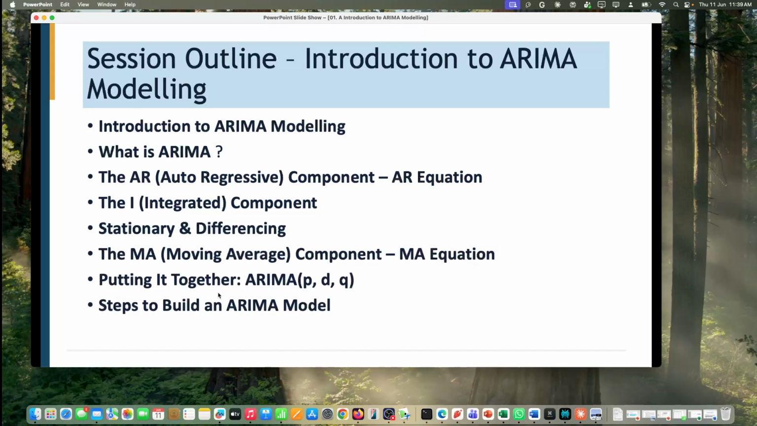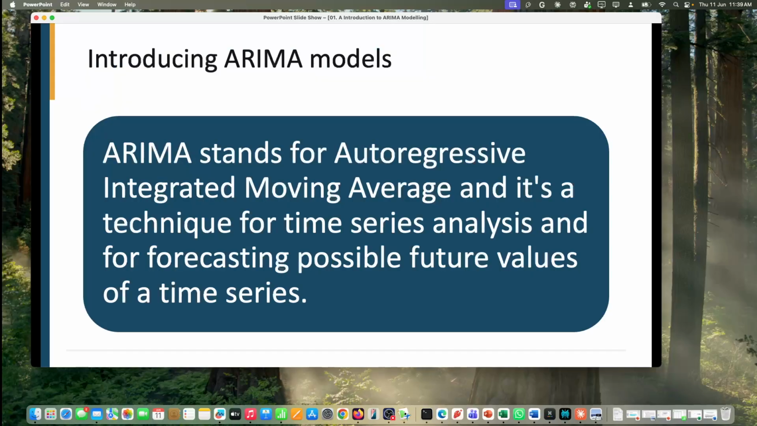So the session outline is ARIMA modeling, a basic introduction. What is ARIMA? What is the expansion of ARIMA? What is AR, the autoregressive component? What is the integrated component? And what is the moving average component? And putting it together, what is the ARIMA PDQ model? And what are the steps to build the model? So just a basic introduction to the ARIMA model that we'll discuss today.